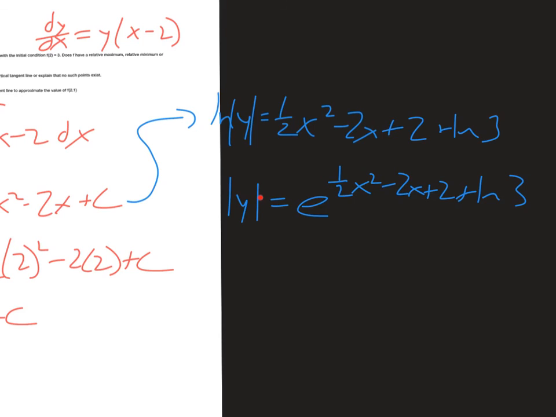Now, I don't need the plus and minus because I want this to be a positive 3. So I'm just going to say y equals e to the 1/2 x squared minus 2x plus 2 plus ln of 3. Because technically, instead of writing absolute value of y here equals this, I can just get rid of the absolute value and put a plus and minus on the other side. But then I have to pick, is it the plus or is it the minus that I want? And it's the plus, because that's the one that will give me positive 3 out when I put in a positive 2. Okay.